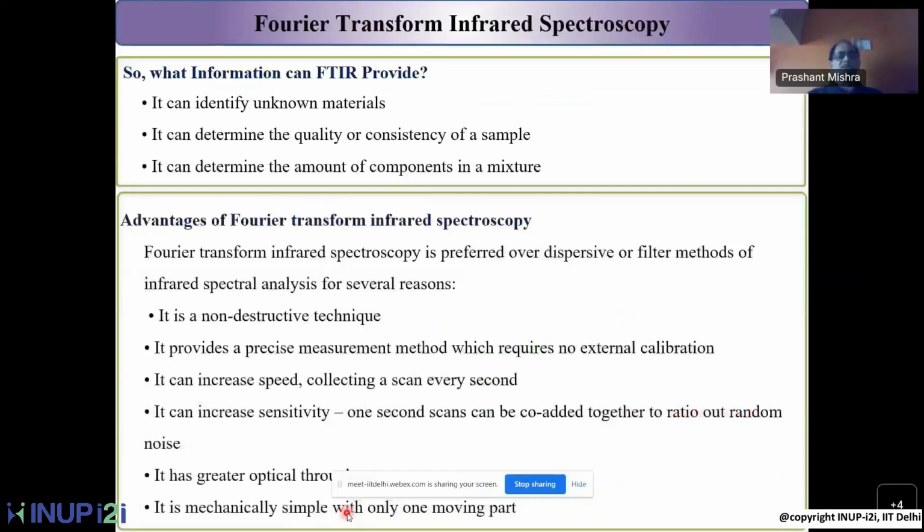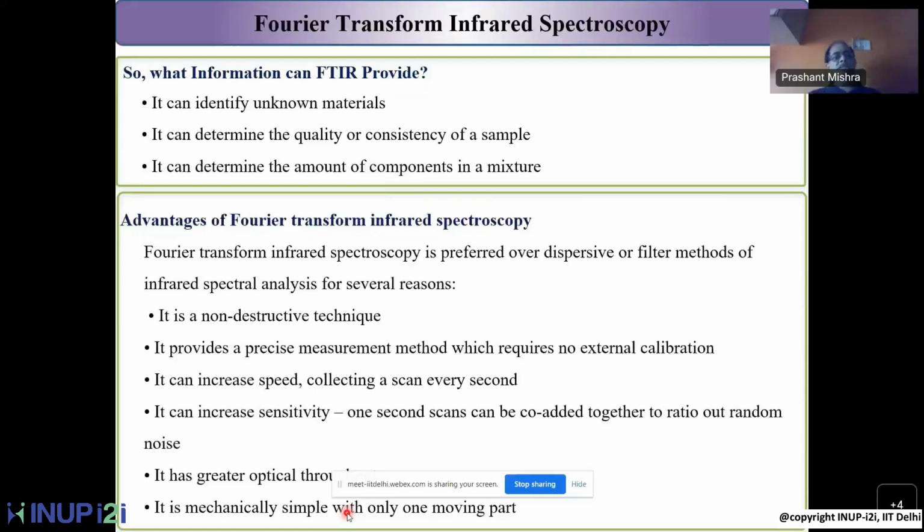So what information can one obtain from FTIR? First, you can identify unknown material. It can also determine the quality or consistency of a sample. Other than that, it can determine the amount of components in a mixture. These are the pieces of information you can obtain from FTIR.